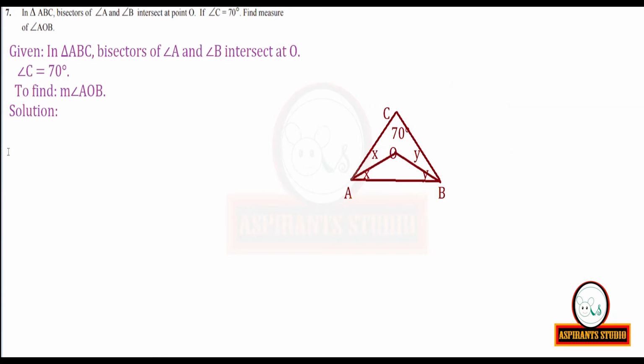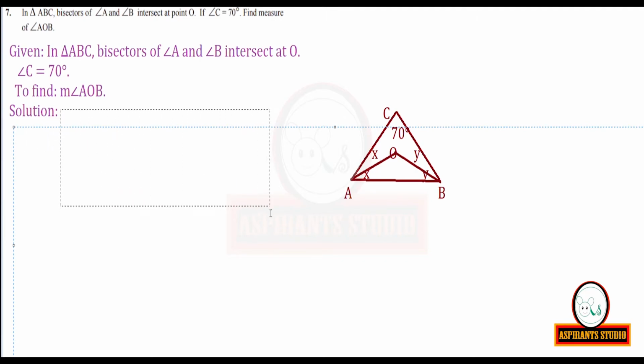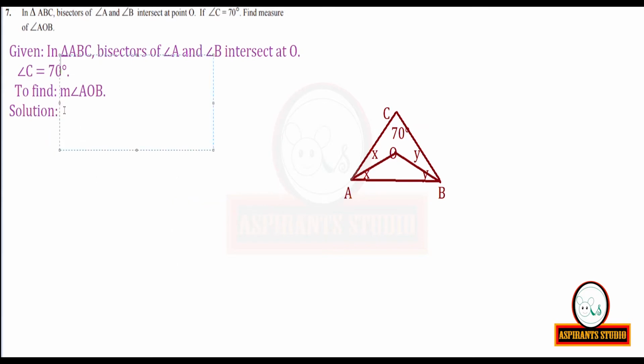Now, coming to the solution, first write what is given. Given in triangle ABC, bisectors of angle A and angle B intersect at O. Measure of angle C is equal to 70 degrees. To find measure of angle AOB. Now coming to the solution. Ray AO bisects angle CAB is given. Ray AO bisects angle CAB.